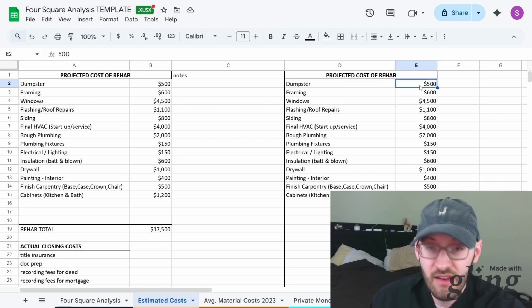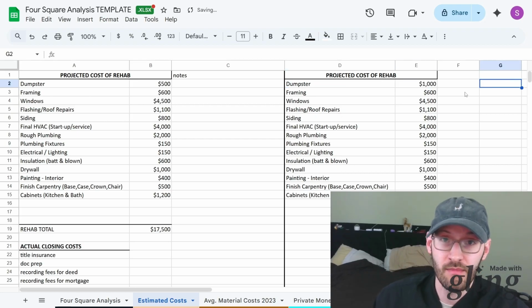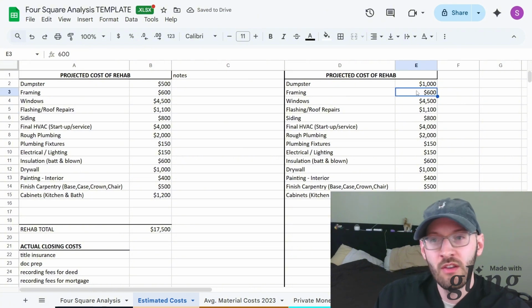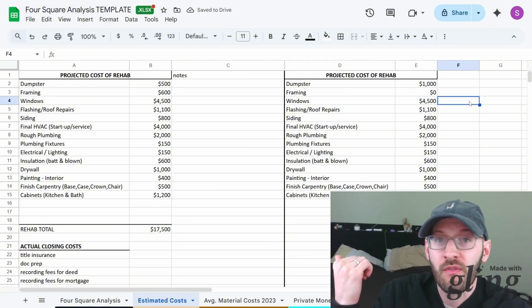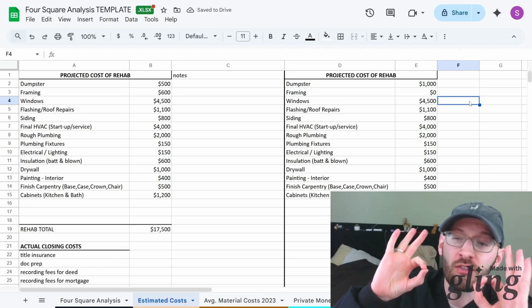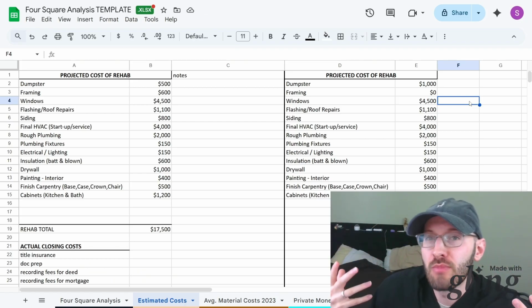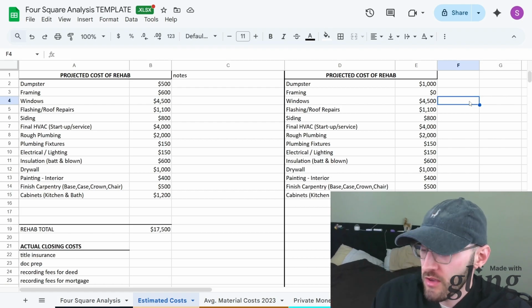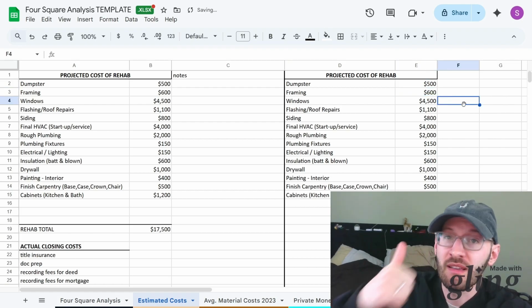Turns out we actually needed $1,000 for the dumpster this time. Or hey, you know what? We actually didn't need to frame the windows. We had some left over from the last time we did this. So we spent $0 on the framing, saved us $600. You see what I'm saying? So you're going to find ways that it makes sense for you.